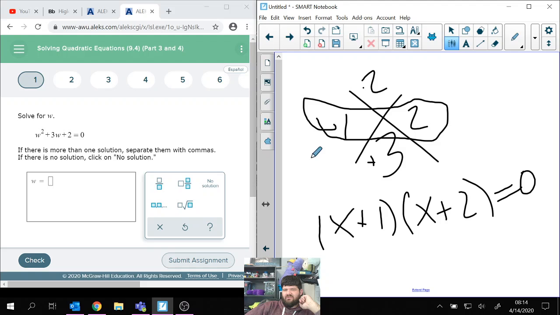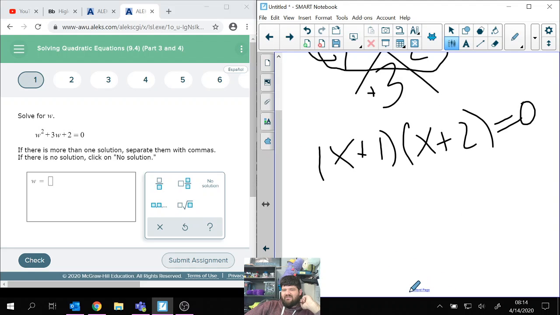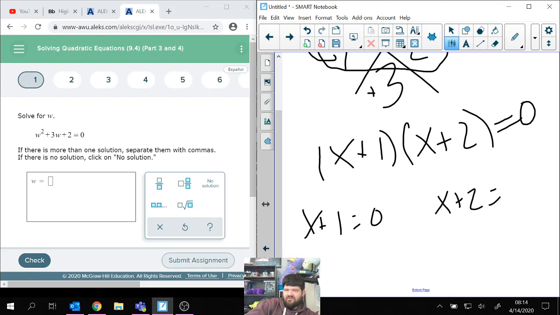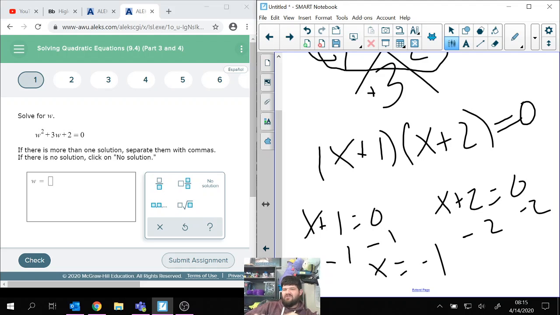Now we can do the zero product property, which means you set each piece of this equal to 0 separately. So x plus 1 equals 0, and x plus 2 equals 0. And then to solve this, get x by itself, do the opposite. x equals negative 1. And then to get this x by itself, subtract 2 from both sides, and you get x equals negative 2.